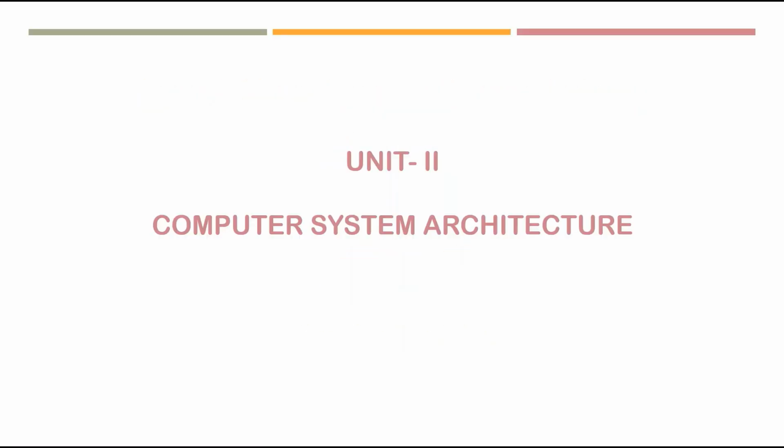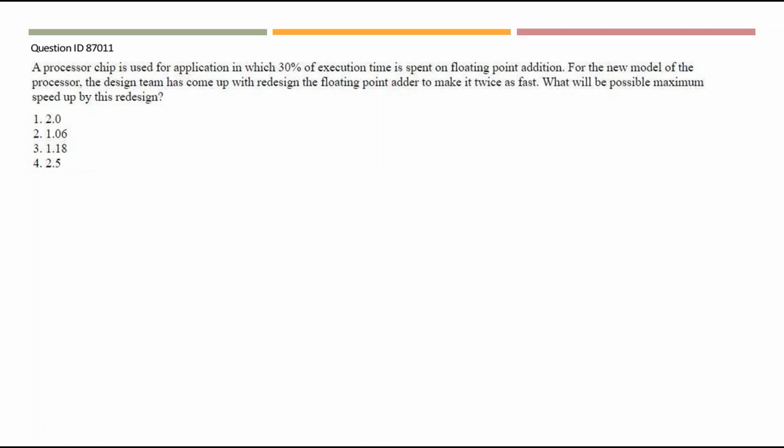Let's discuss Unit 2 solutions. A processor chip is used for an application in which 30% of execution time is spent on floating point addition. For the new model of the processor, the design team has come up with redesigning the floating point adder to make it twice as fast. What will be the possible maximum speed up by this redesign?